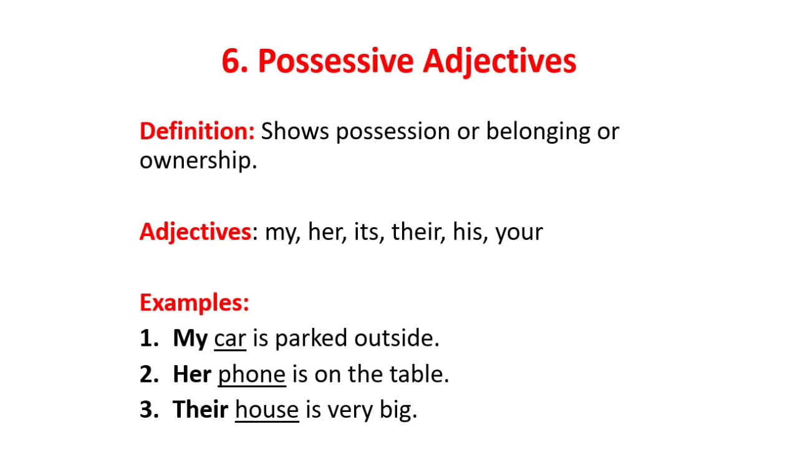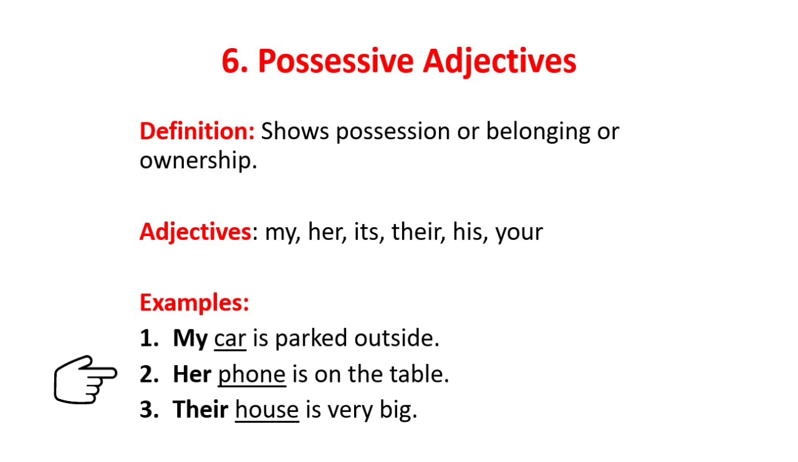First see the examples. First example, my car is parked outside. Now here car is a noun, right? And just before that we got my. So here we are telling my car. My car means you are showing ownership here. Okay, you are telling my car. If you are telling only car, there is no ownership. But when you are telling my car, it is showing ownership. So whenever any adjective is showing ownership, it is a possessive adjective. Okay, now see the second example. Her phone is on the table. Now here I am not just telling phone is on the table, I am telling her phone.